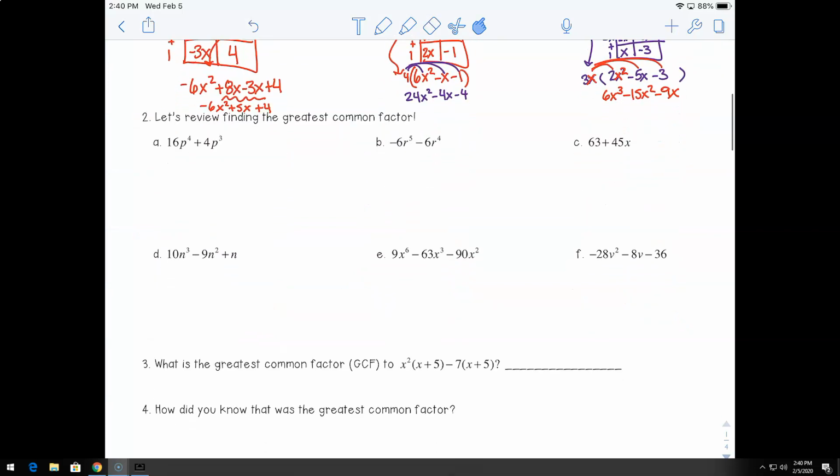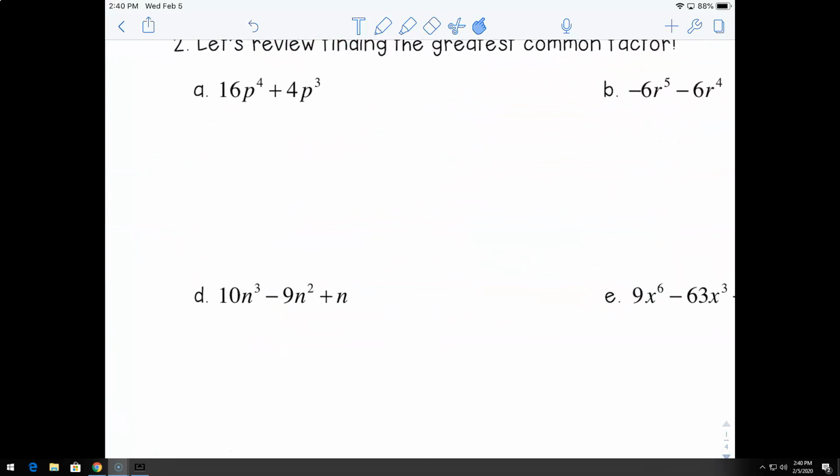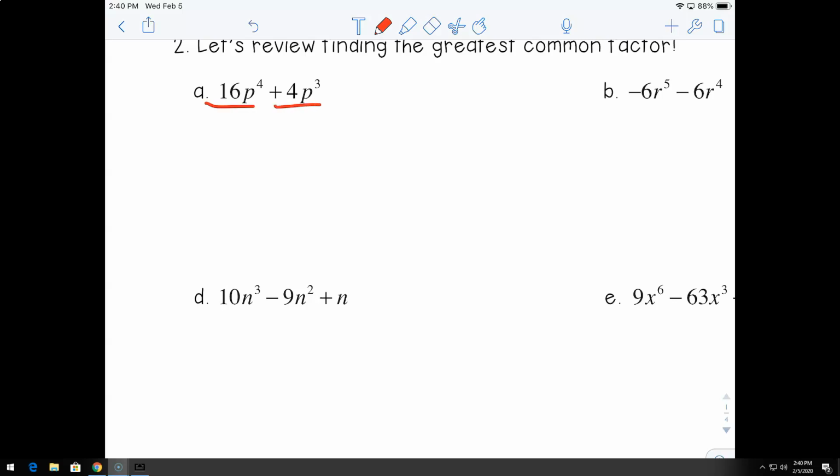Then you need to go through and find your greatest common factors, and you can do this. So you're looking for what they have in common. They have a 4 in common, and they have a p in common, and they have 3 of those p's in common. That's my GCF.